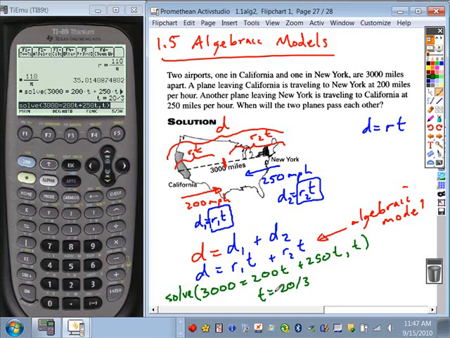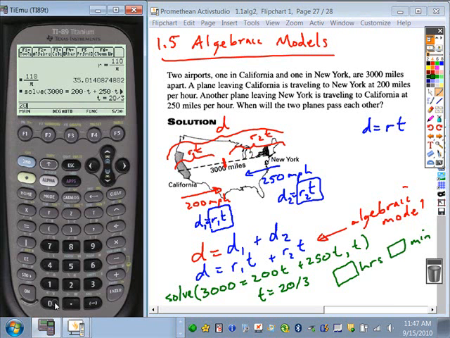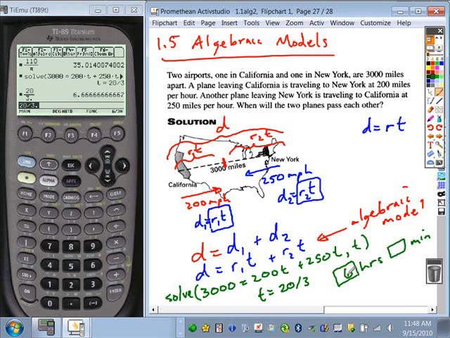Okay, so how can we find how much time has passed? If I ask you to enter the number of hours and the number of minutes. Okay, so if we took 20 divided by 3 in decimal form, we get 6.6666. Okay, so we know that the hours is 6. Does that mean that the minutes is 66 or 67?